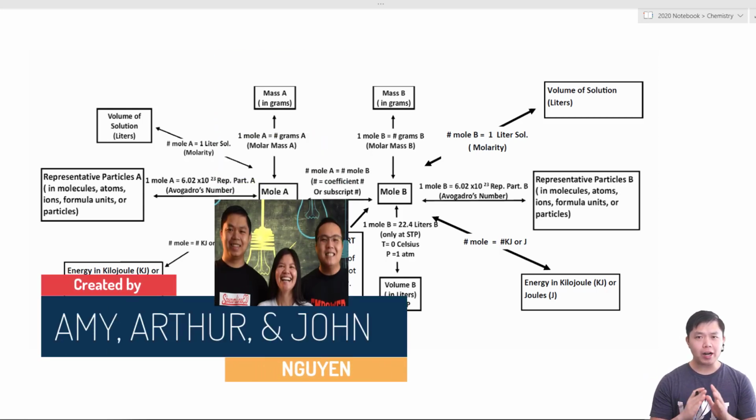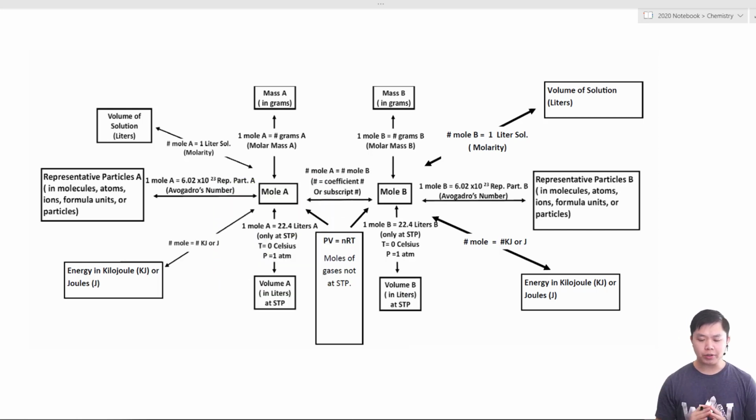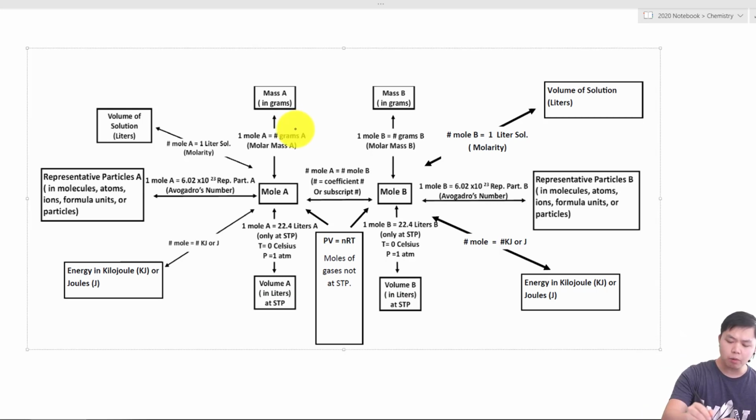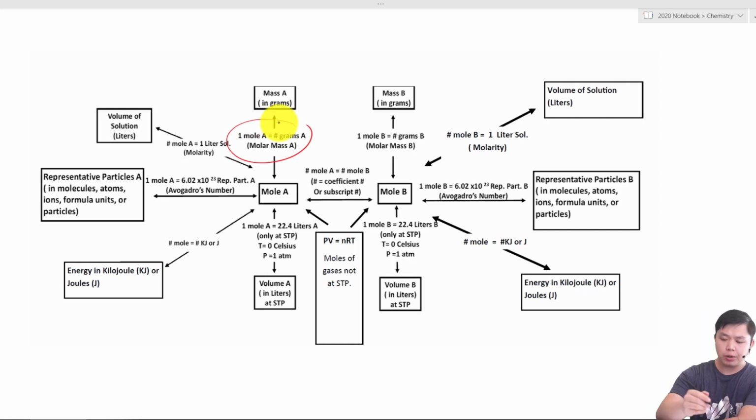Now we already learned how to use this flowchart, and some of you already remember. So here's a cool thing. Once you use a flowchart so many times, you need to be able to interpret one of the most important aspects that we need to remember: how to get mass to mole. Notice from mass to mole, we multiply by that conversion factor.